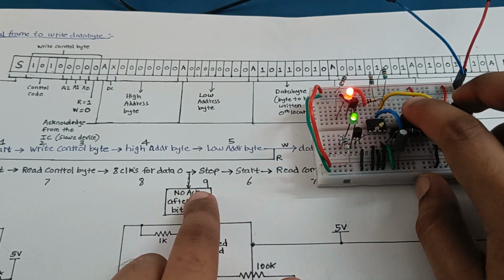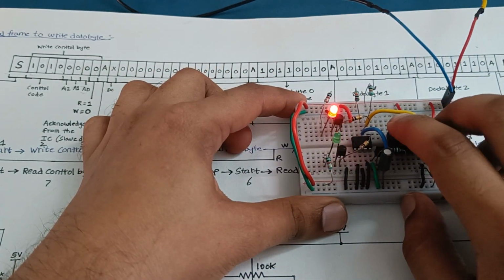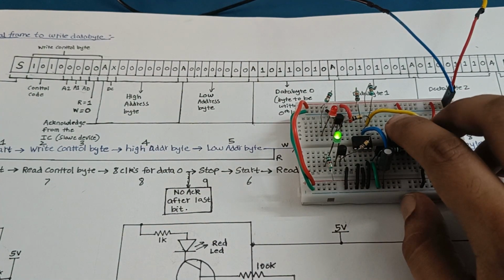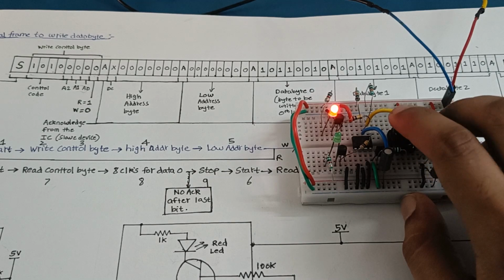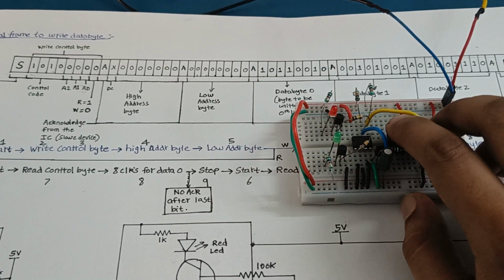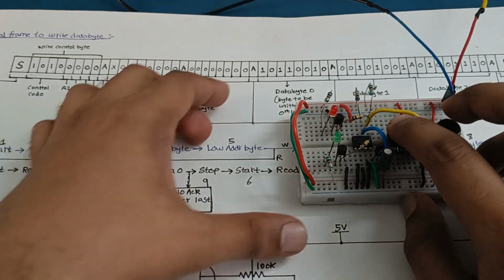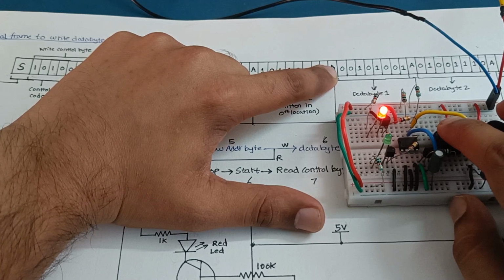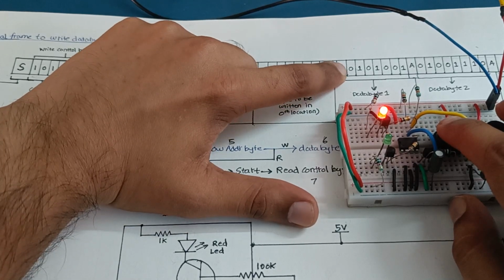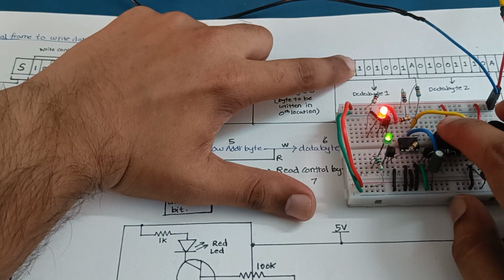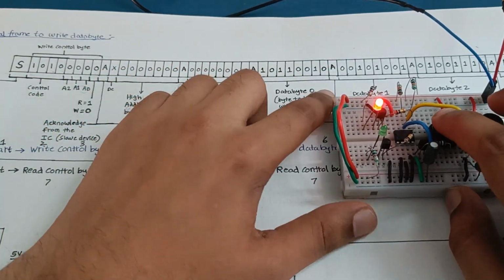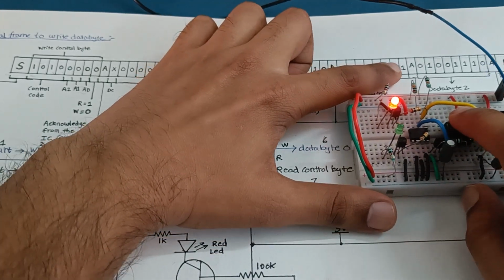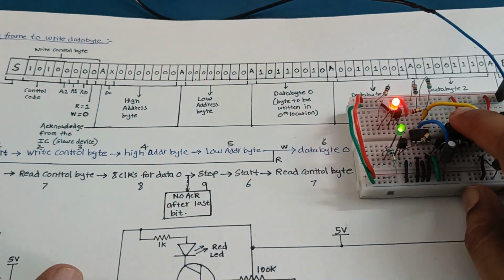So that is 1, 0, 1, 0, 0, 0, 0, and the last bit is 1. So now I will get the data byte 1, okay, 0, 0, 1, 0, then again it is 1, 0, 0, and the last bit is 1, okay.